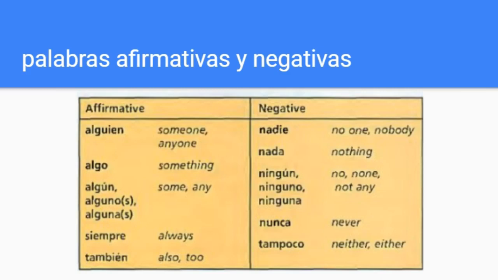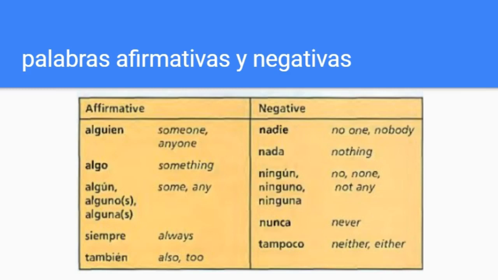And también and tampoco are also related. También is also or too. This is when you are agreeing with somebody else's statement, and it's a positive statement. Me gusta la clase. Me gusta esta clase. I like this class. A mí también me gusta.